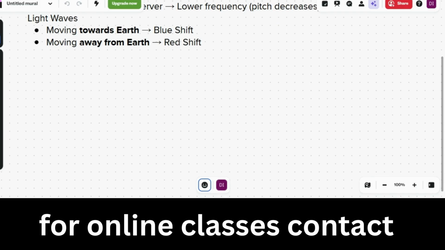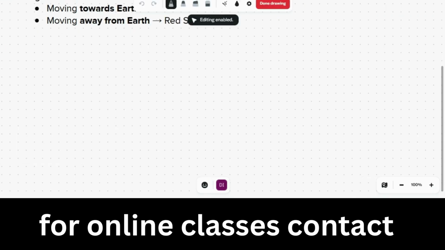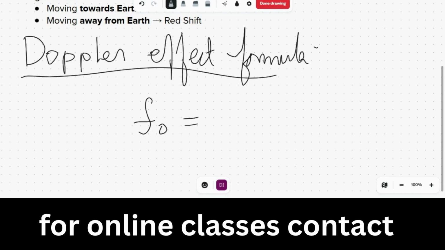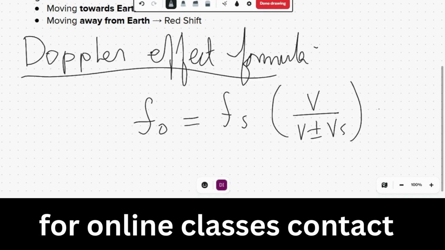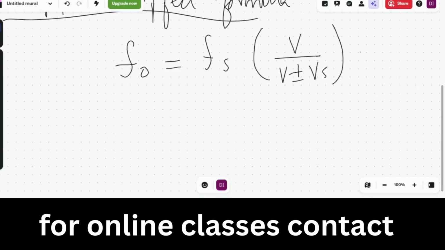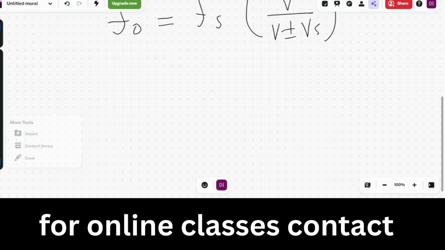Okay, so first we are going to talk about the formula that we are going to use for the Doppler effect. The formula is f naught, or f observed, is equal to frequency of source times v over v plus or minus vs. Here v is the speed of sound, whereas vs is the speed of the source. So I will write everything down here.